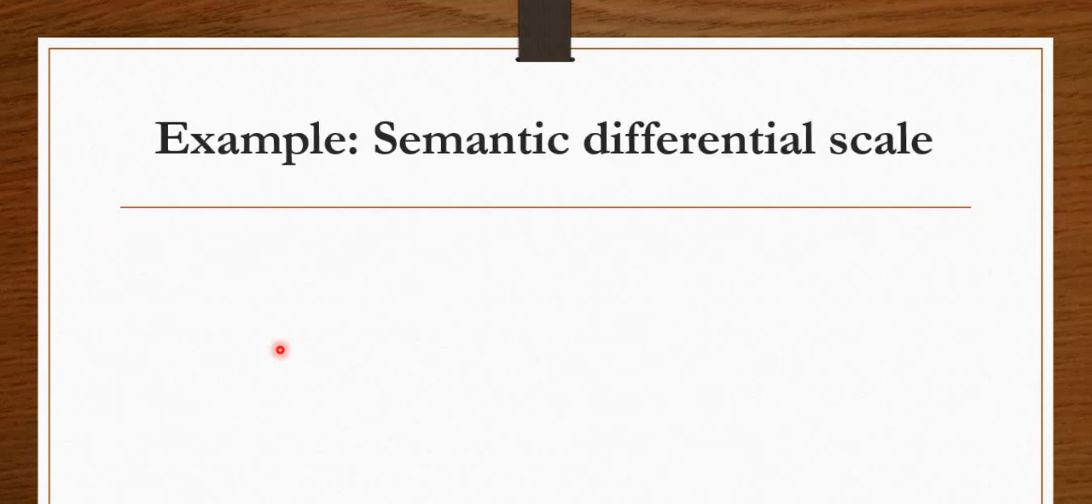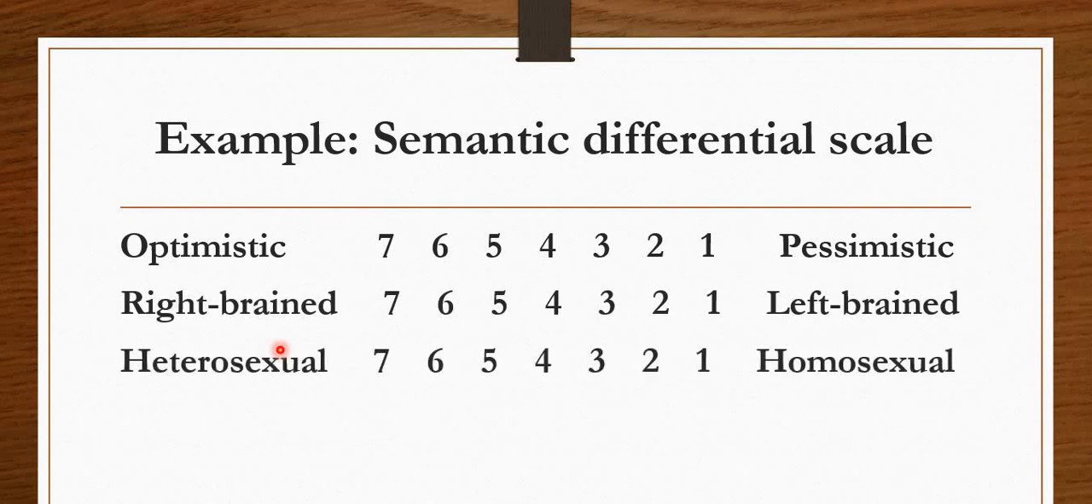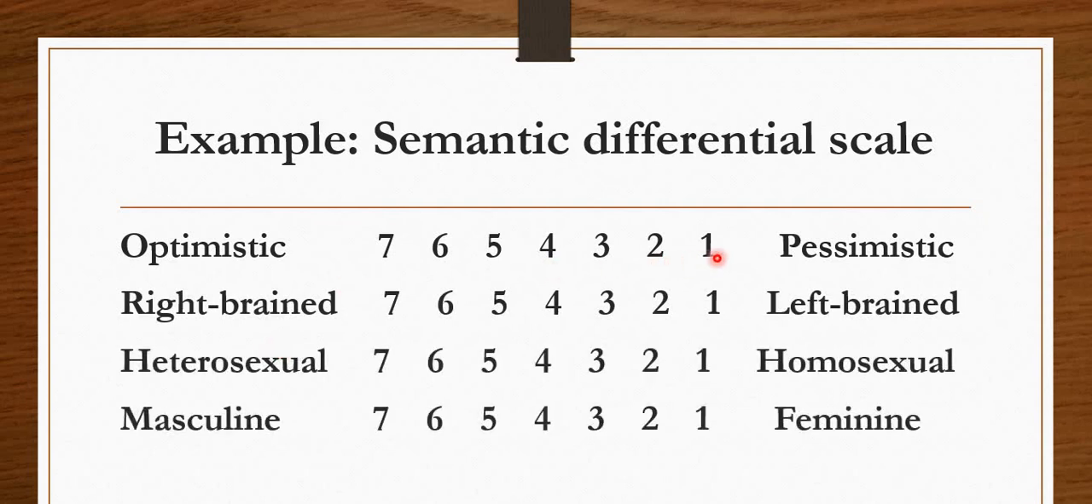We also have the semantic differential scale, wherein here we have usually a 1 to 7, and you would choose which one would you be. If you're a little bit or in the middle rather of being optimistic or pessimistic, you can select 4. If you feel that you're more or less right brain, then you can choose 5, 6, or even 7, and so on.